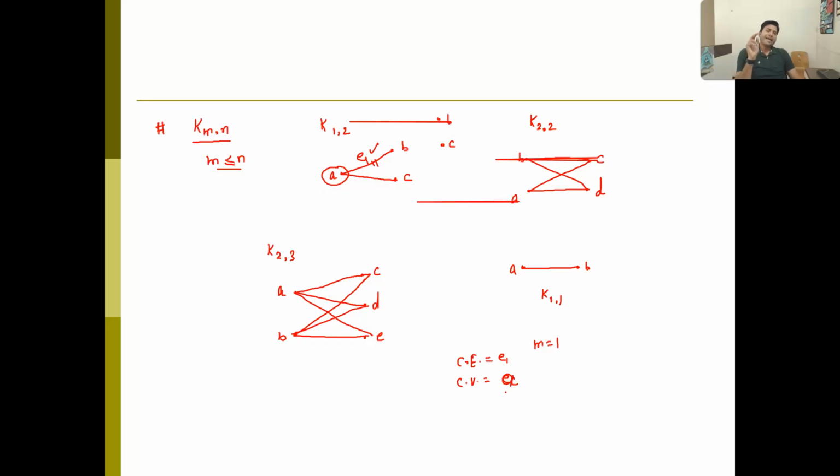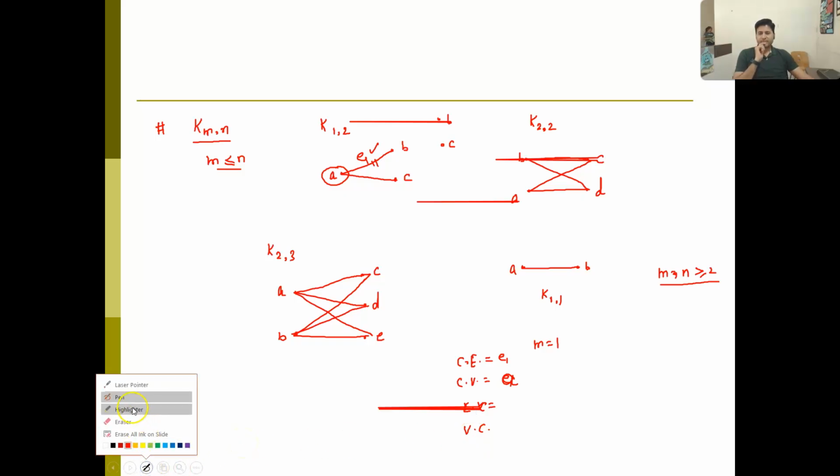The condition when M and N are more than 1, when M and N are greater than or equal to 2, I'm talking about both being at least 2. In that case, cut edge and cut vertex do not exist. Then what comes into the picture is what we call edge connectivity and vertex connectivity. So for that, let us try to see that also.